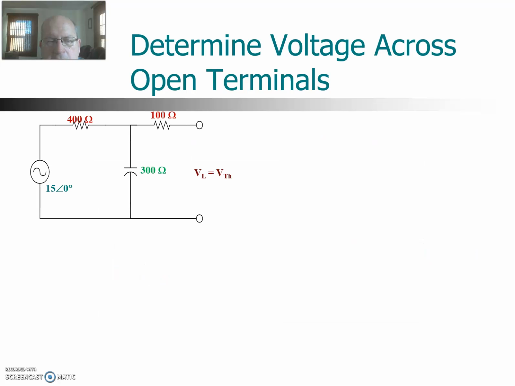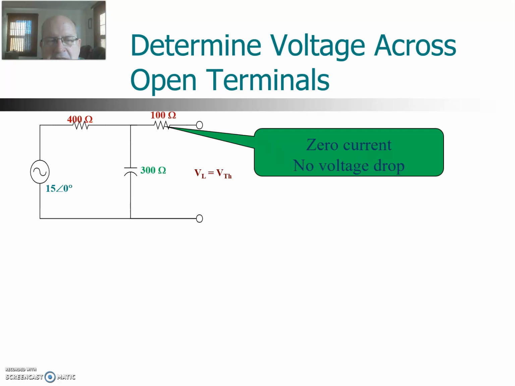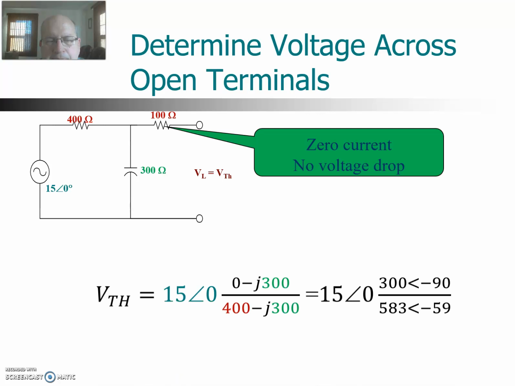Well, if we look at that circuit, what we're really looking for is the voltage across the 300 ohm capacitor, because the resistor has no current flowing through it. Therefore, there's no voltage drop. So the voltage across the load terminals will be the same as the voltage across the capacitor.